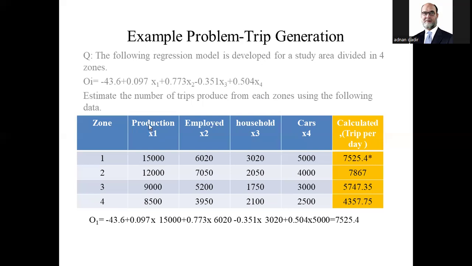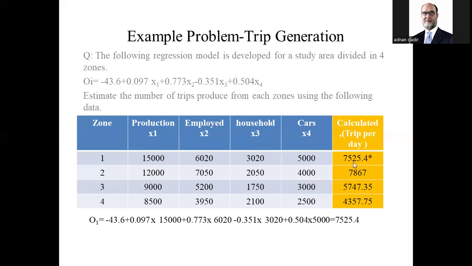This is not production, this is population. I'm sorry for that. Now what you need to do is estimate the number of trips produced from each zone using the following data. So we have zone 1, 2, 3, 4, tabulated like this. Again, this is population. What I'm going to do is just plug these values into the same order. This is x1, x2, x3, and x4, and find the calculated trips per day.